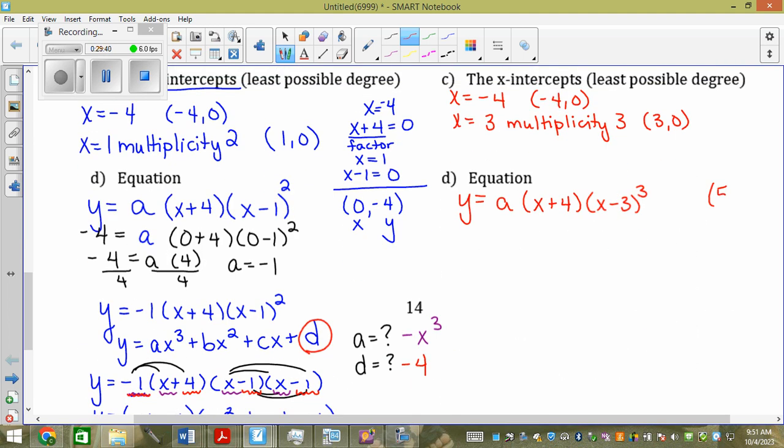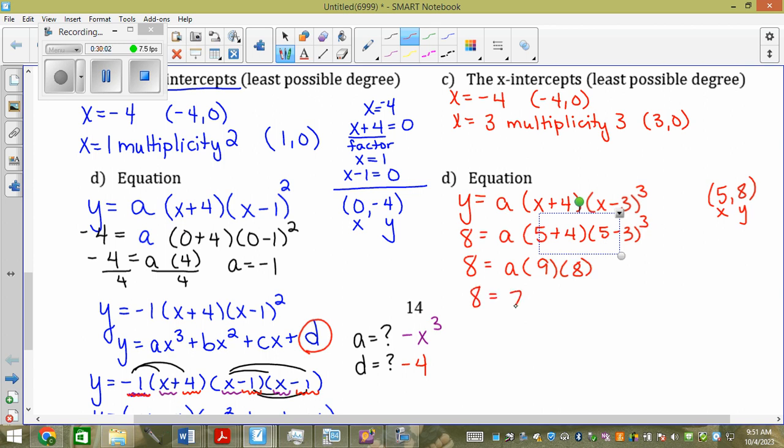So 5, 8, x, y. So I'm going to get 8 equals a times (5 plus 4), times (5 minus 3) cubed. So I get 8 equals a times 9, and then 2 cubed is 8. So I get 8 equals 72a, divided by 72. a equals 1/9. Am I done? No, the answer is no. Thanks, guys. You have to write it in front.